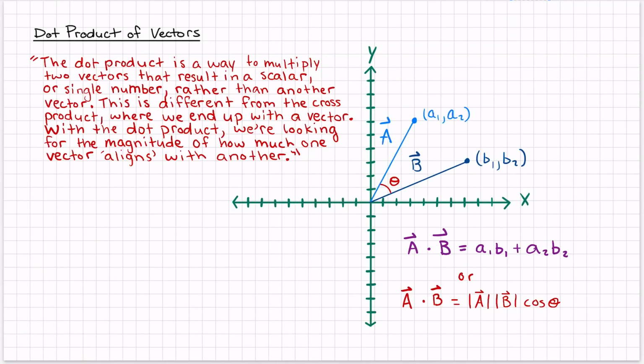In this video, we'll explore the dot product of vectors. Now, the dot product is a way to multiply two vectors that results in a scalar, or a single number, rather than another vector. This is different from the cross product, which we haven't discussed in this course yet, but you may be aware of, where we end up with a vector from the product. Now, with the dot product, we're looking for the magnitude of how much one vector aligns with another vector. Anyways, that's one way to look at it.